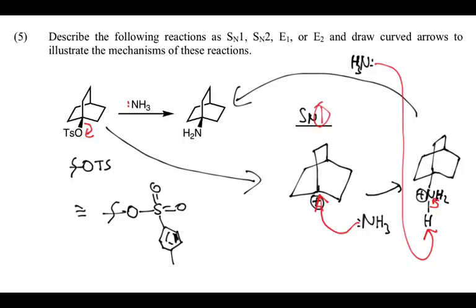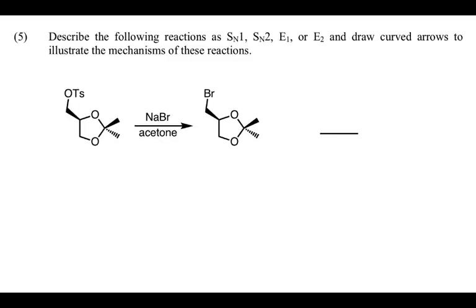Any questions? You guys are good? So then we go to the next one. Okay? Next one. Another one. SN1, SN2, E1, E2. Again, it's a tosylate, like before, right? Leaving group.